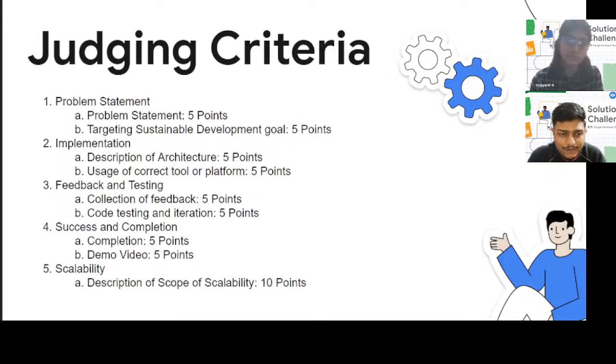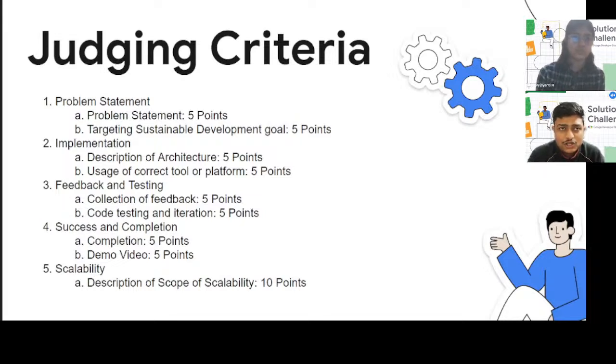So moving on to the implementation part. It's not just about creating a solution, but even the best ideas can falter without a correct implementation, right? So the description of the architecture and usage of correct tools and platforms holds a total of 10 points, right? So moving on to the next point, that is the feedback and the testing.